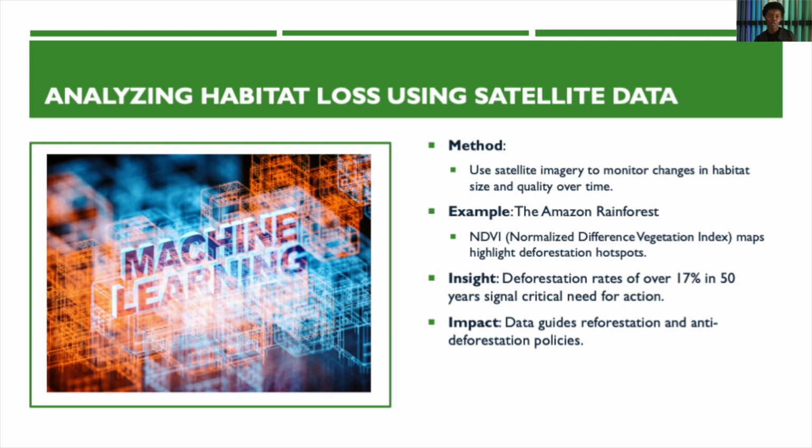Analyzing habitat loss using satellite data. Satellite data is a powerful tool for monitoring habitat loss, particularly in sensitive ecosystems like the Amazon rainforest. Using Normalized Difference Vegetation Index, NDVI, maps, we can track changes in vegetation cover over time.